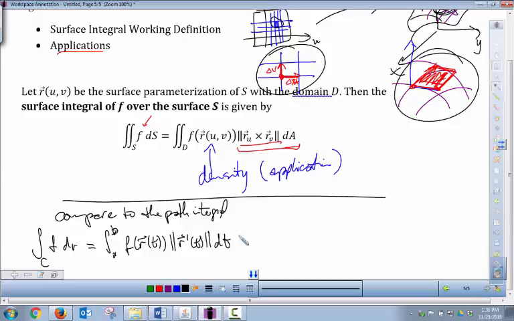So compared to the path integral, you're looking at your arc length element, and you're replacing it with the arc length formula. So the surface integral is essentially the same thing, except now you have a dS, a capital S. The book uses ds for both of these, except they use little s for the arc length and capital S for the surface. So we kind of went our own way and decided to use R for the arc length and S for the surface.